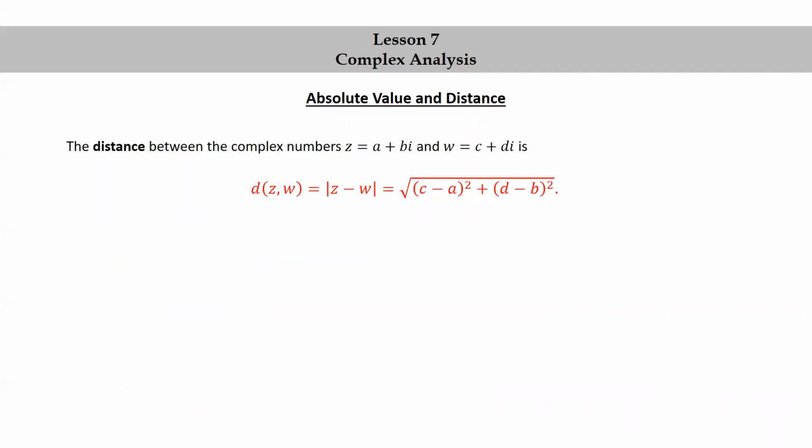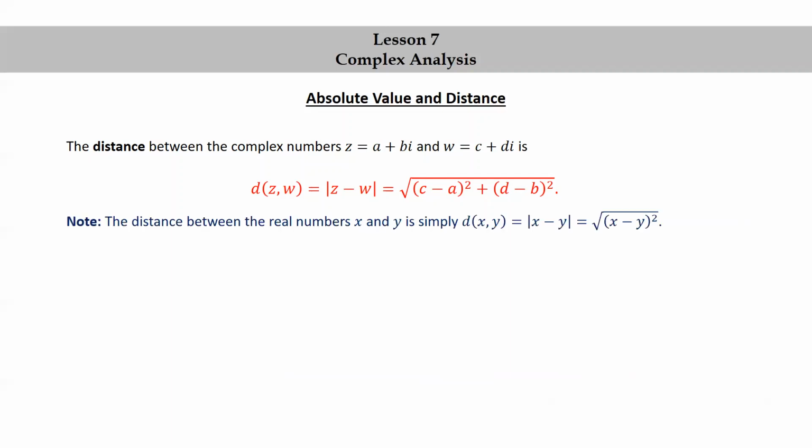The distance between the complex numbers z equals a plus bi and w equals c plus di is the absolute value of z minus w, which is the square root of the square of c minus a plus the square of d minus b. Note, the distance between the real numbers x and y is simply the absolute value of x minus y, which is the square root of the square of x minus y.